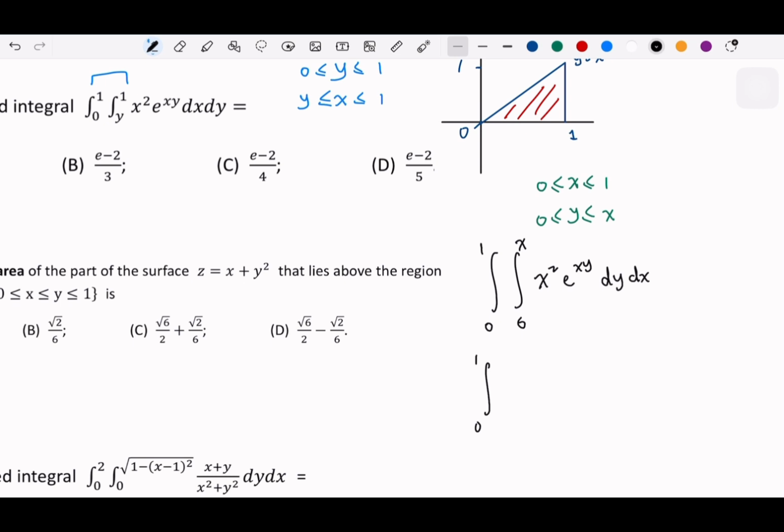So the inside integration, we are going to integrate with respect to y. So it means that x will be just a constant. So this will be x squared, and then this will be e^(xy), and this will be 1 over the derivative of xy, which is x. And let's start from 0 to x, and we still have this dx.